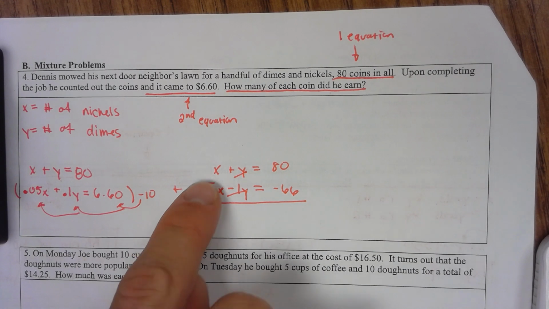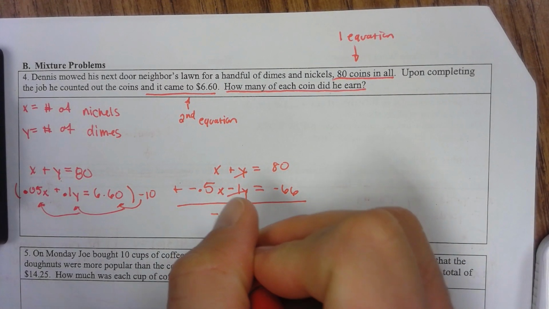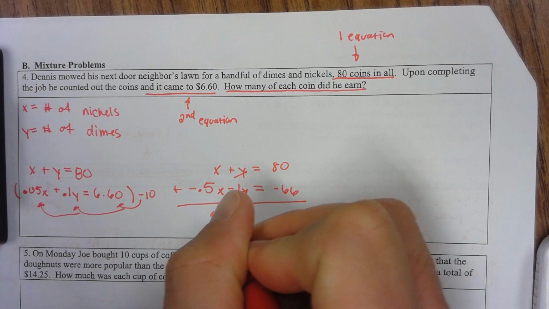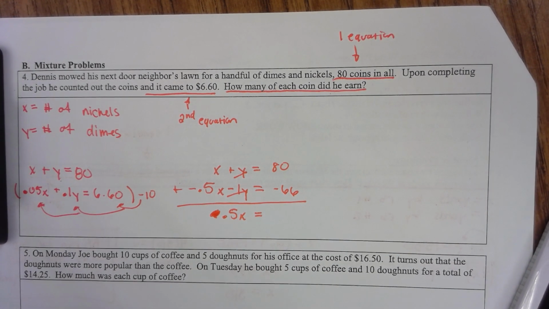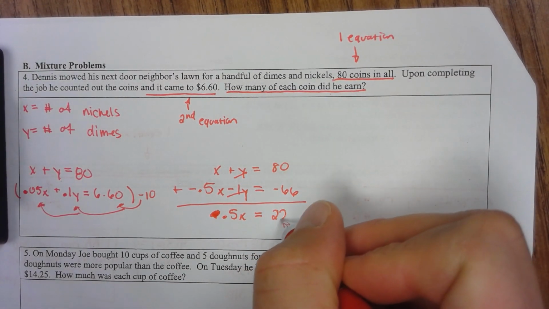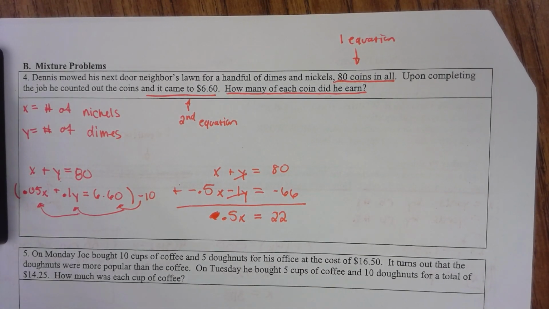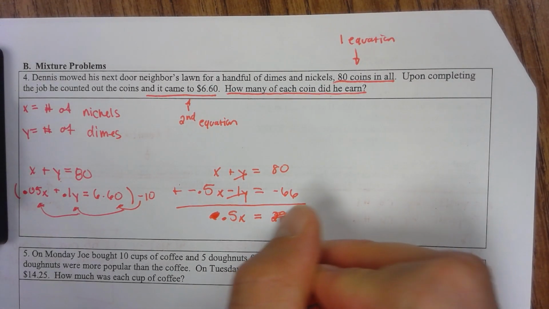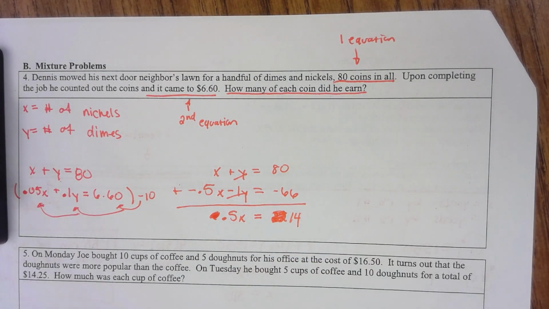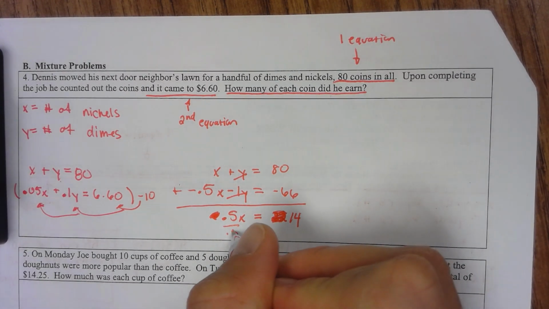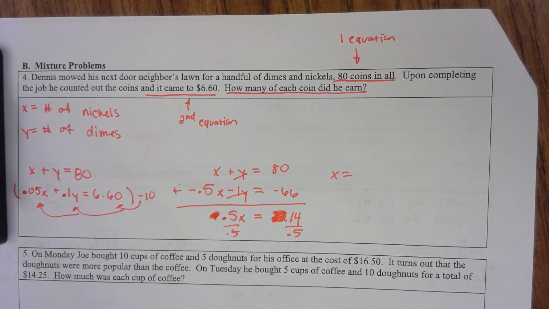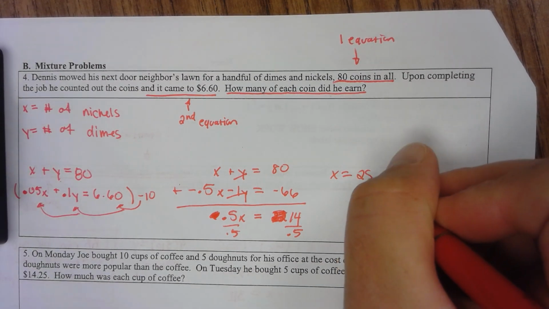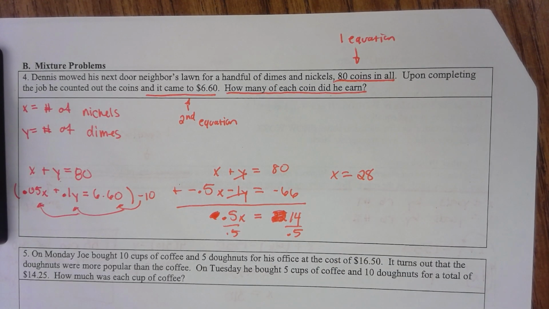Then I have 1X minus 0.5X, leaving us with positive 0.5X. And then 80 minus 66 is 14. Good catch. And then to get X by itself, we just have to divide by 0.5. That essentially should double it, making X 28. So we have 28 nickels.